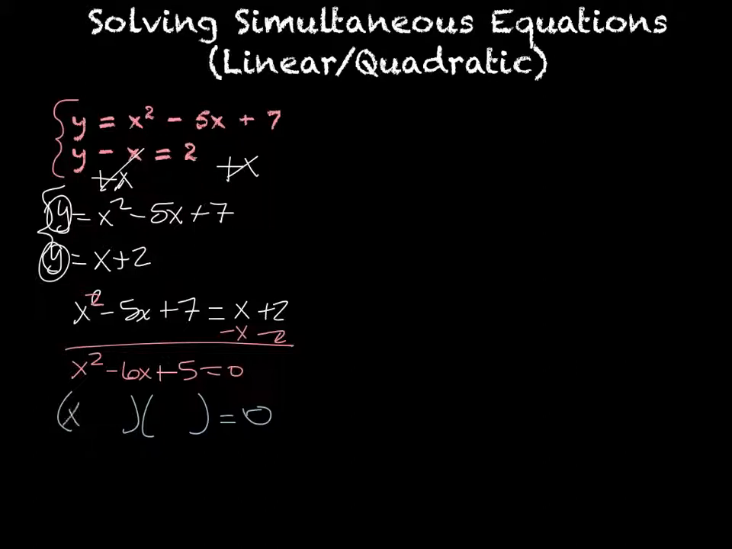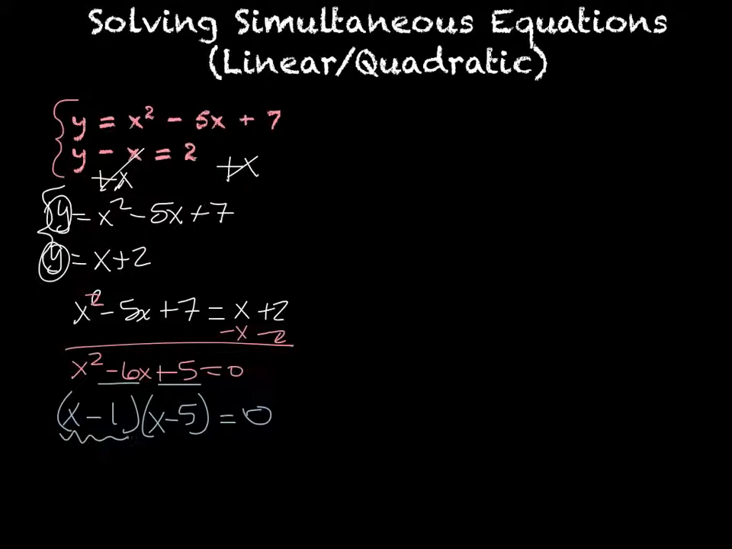When I factor, we have x and x. They need to multiply together to get 5, add together to get negative 6. So that's negative 1, negative 5. And if you want to verify, you can FOIL that back out to make sure that works. And you will find that it does work. So now I need to solve this.